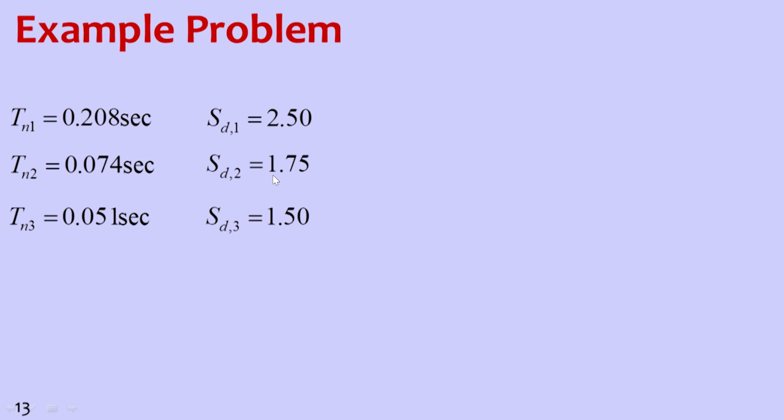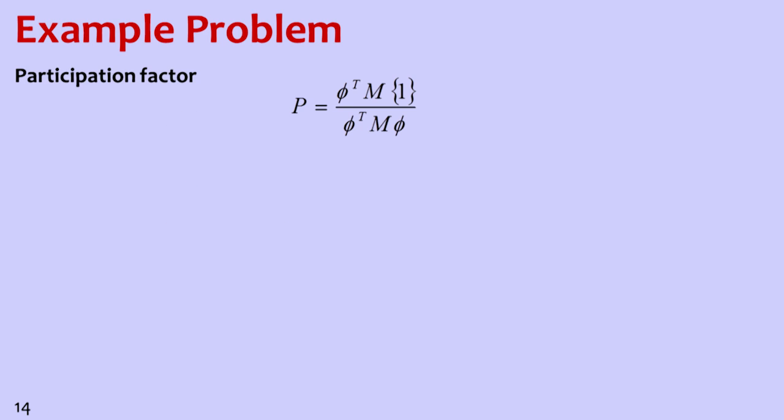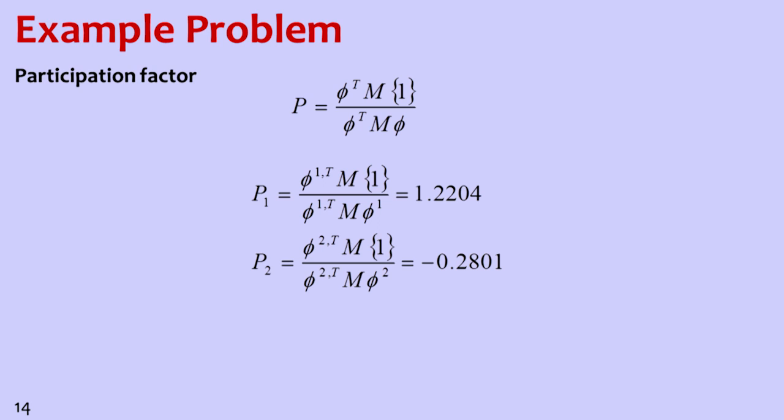For the three natural frequencies, the corresponding SD values from the response spectrum chart are: spectral displacement SD1 is 2.5 centimeters, SD2 is 1.75 centimeters, and SD3 is 1.5 centimeters. Then we can find the participation factors from the given mass matrix and vectors. The first, second and third modal participation factors are 1.22, minus 0.28 and minus 0.0027. Usually if you add the mass participations of all three, it should be equal to 1. In this case it is equal to 1.